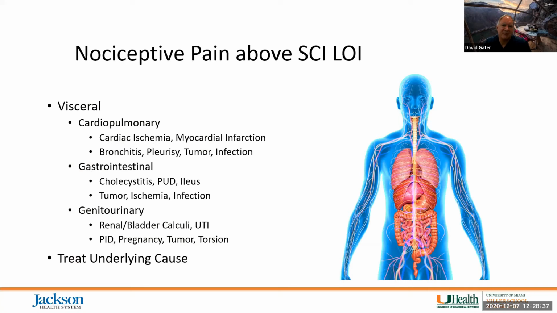So again, nociceptive pain above the level of spinal cord injury. This is actually fairly easy because we can identify the source when it's above the level of the spinal cord injury and go specifically after it. You know, is this something to do with the myocardium? Is it something to do with the lungs? Is it cholecystitis, etc.? We can treat the underlying cause when we're treating pain as we would with a neurologically intact individual.